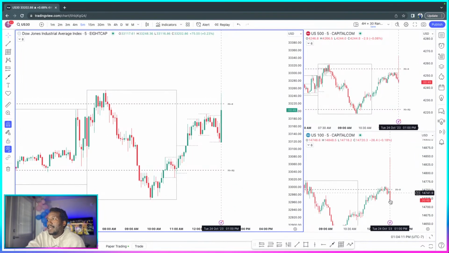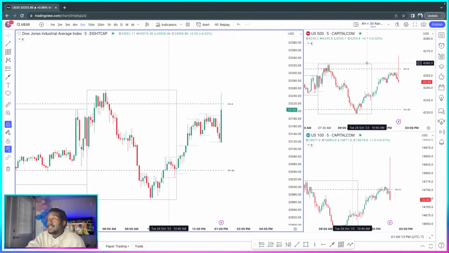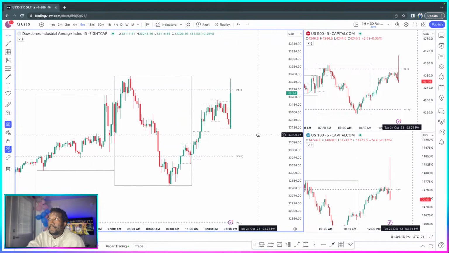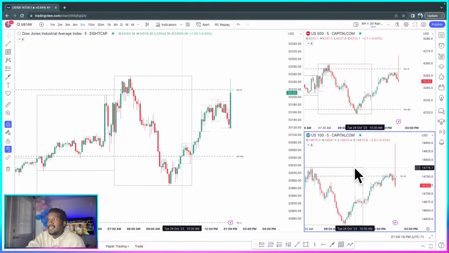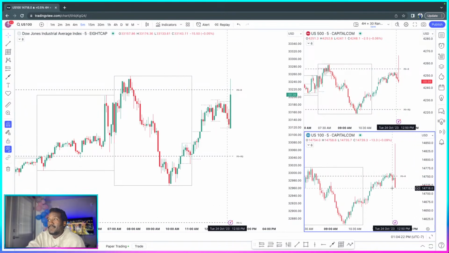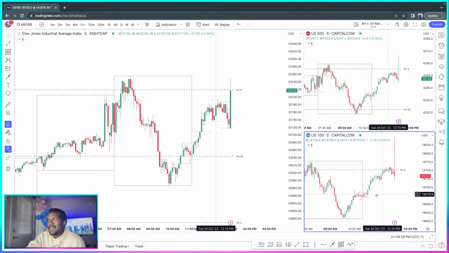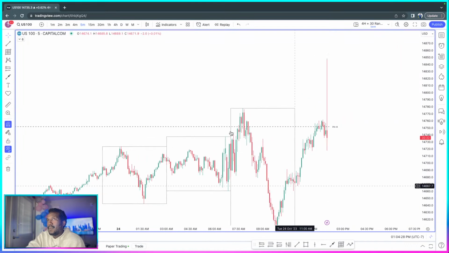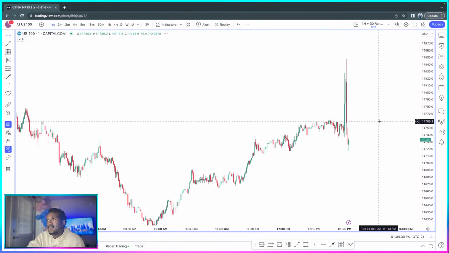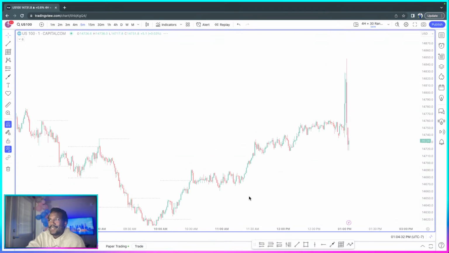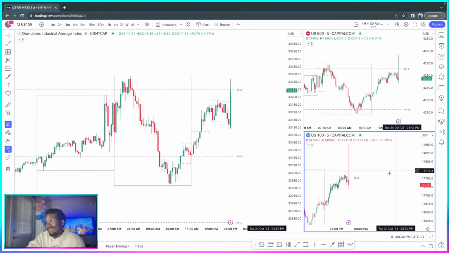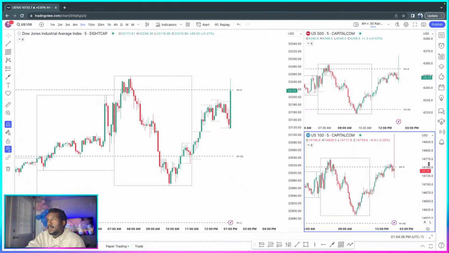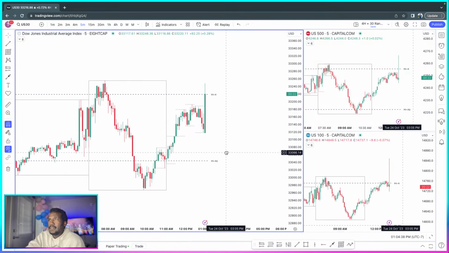So look at that, guys. That was a good stage for a short, especially with them having taken the previous 4 hour range high. It sets up for some really good shots to the downside, right? So if I was trading US 100, I would maybe have anticipated for them to, okay, I don't know. I don't trade it, but I like to have it for analysis purposes.